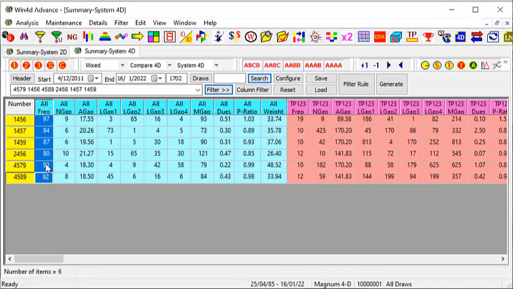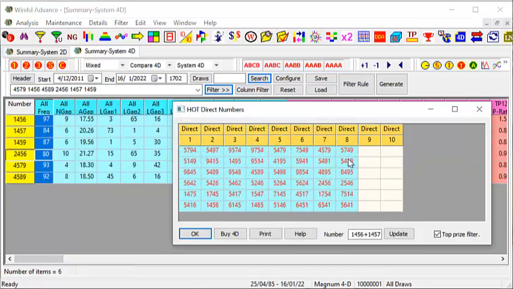Total 6 sets of them, and now this 6 sets itself, I highly recommend 1456, 2456 and 4579. But the most important set of all is still 2456. Now why do I choose 2456?